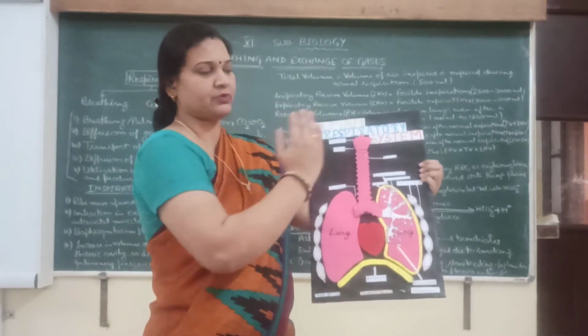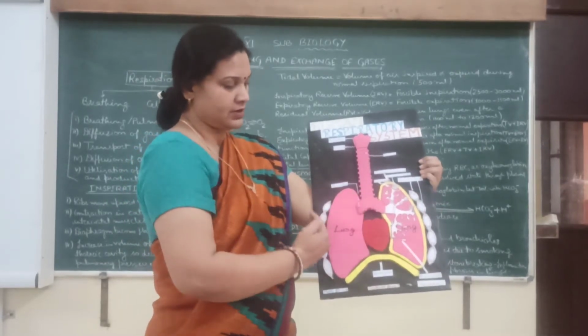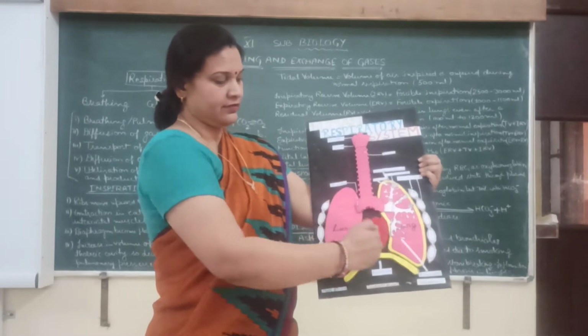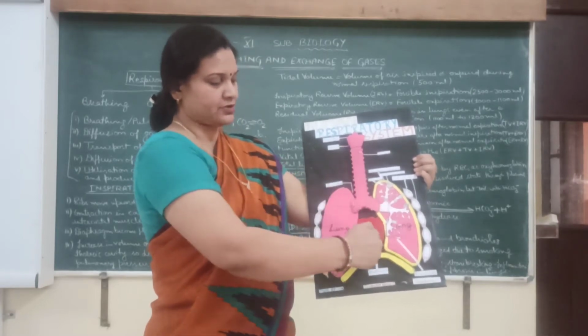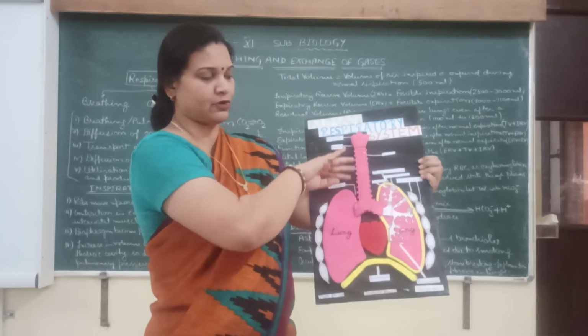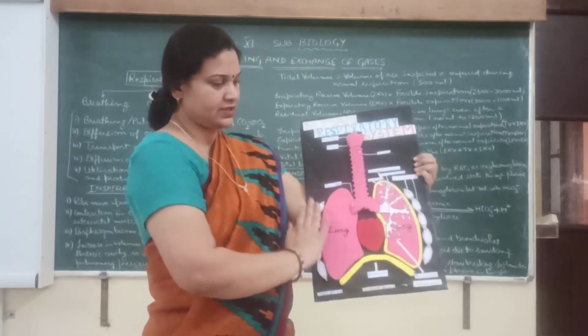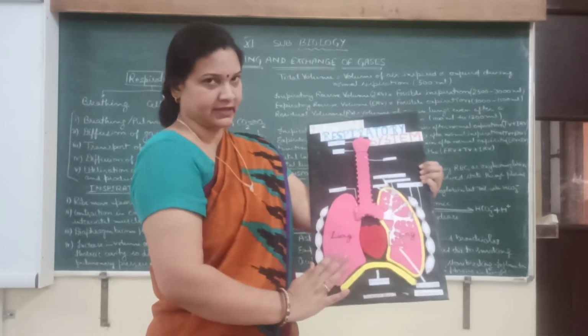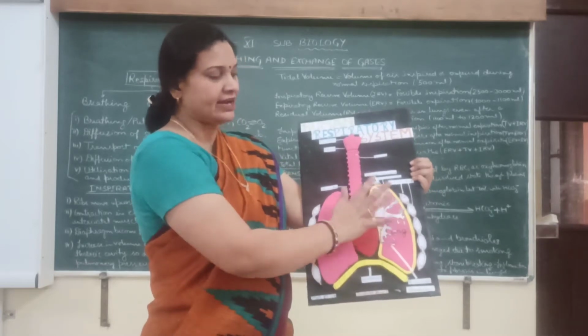The thoracic cavity is surrounded by the ribs from the lateral side, from the ventral portion the sternum is present, and at the back portion the backbone is present. So the lungs are protected in the ribs, and lungs are made up of alveoli.